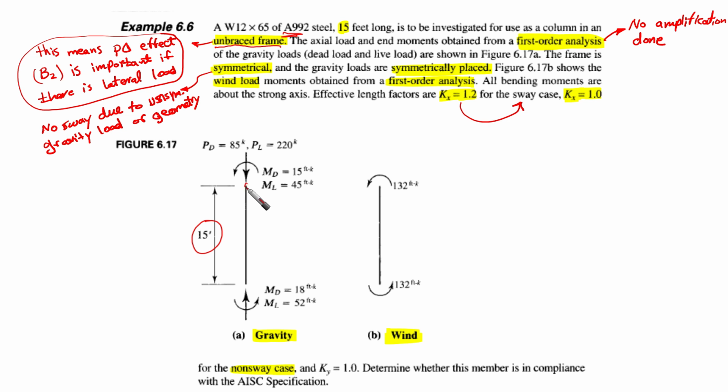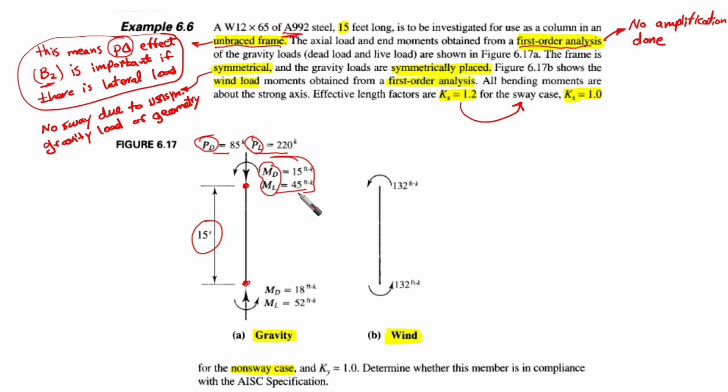Unbraced condition means that the two ends are going to move relative to one another. So the word unbraced condition, or unbraced frame, is meaningful for us. This means the large or global P delta effect, with B2, is important if there is lateral load here. We are going to consider this. The axial load and end moments are obtained from first order analysis. Whatever you can see here is PD and PL, the axial dead load and axial live load, and MD and ML, the dead and live load moments.